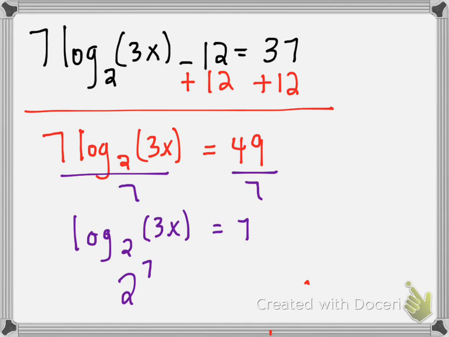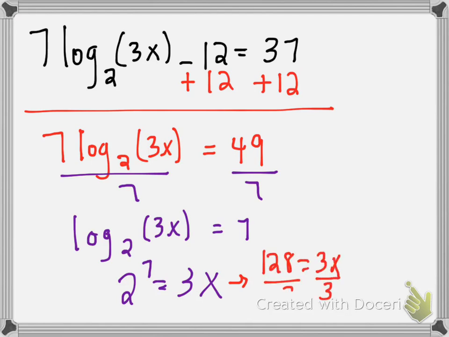Once we divide by 7, we get log base 2 of 3x equals 7. Now we have the log by itself, so we're going to rewrite it as exponential. You cancel out your logarithm and switch 3x and 7, switching their locations in the equation, and you get 2 to the 7th power equals 3x. Then just evaluate. 2 to the 7th is 128. Divide both sides by 3. x is 128 over 3.